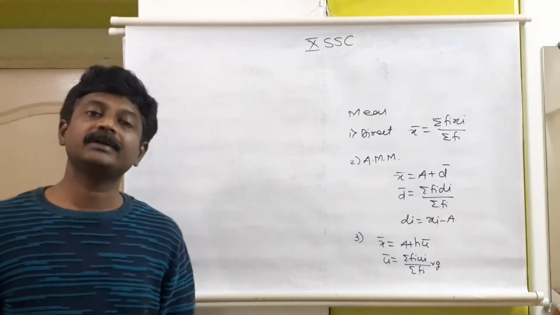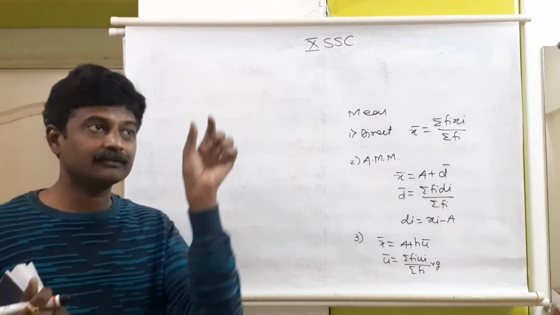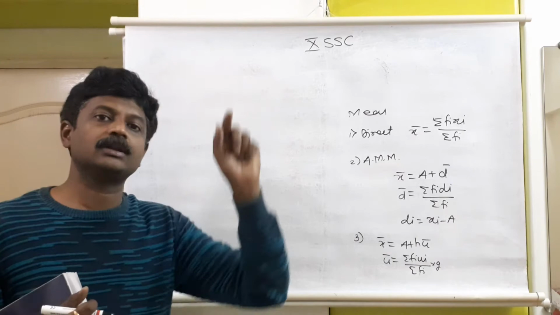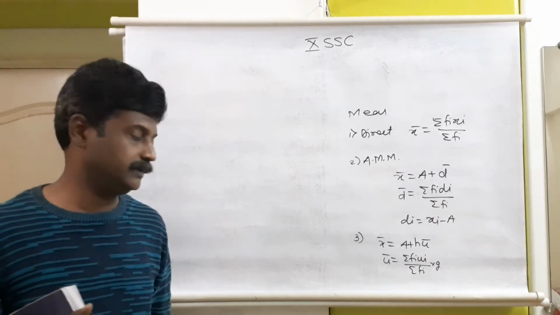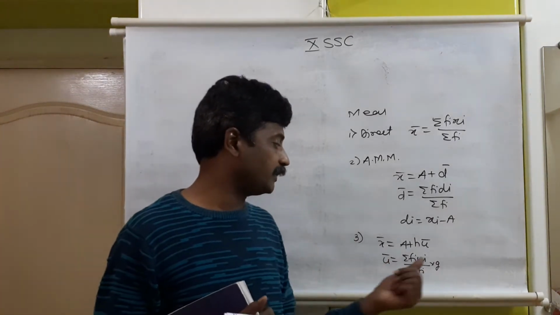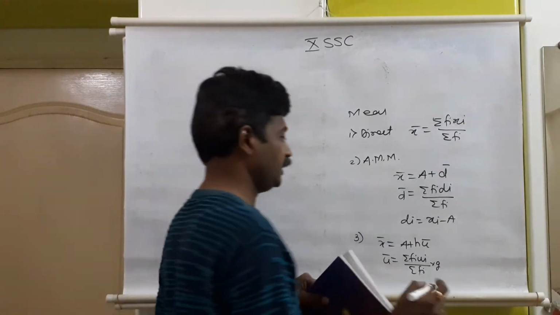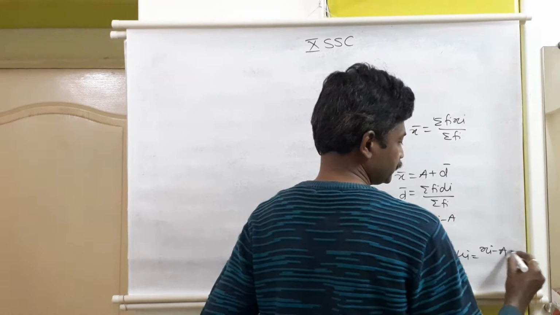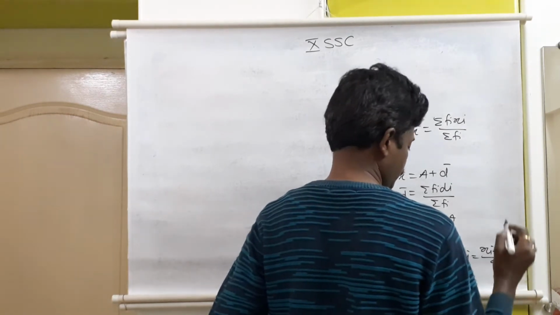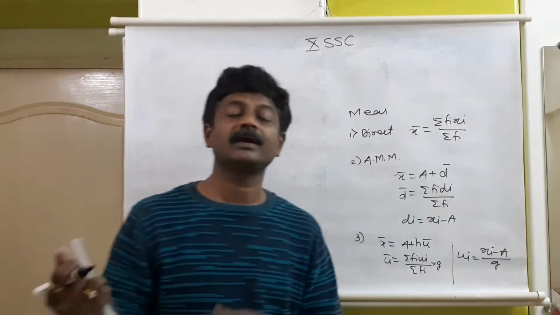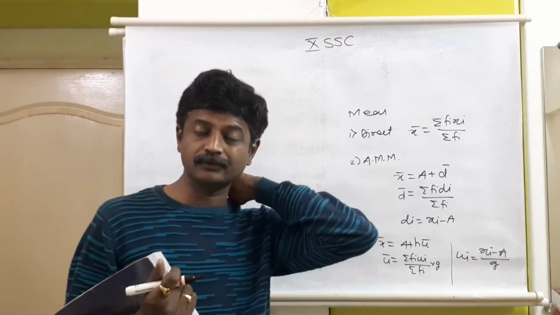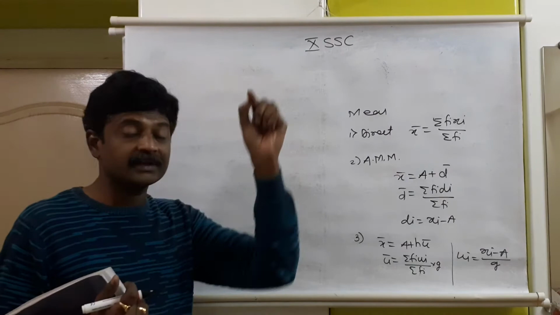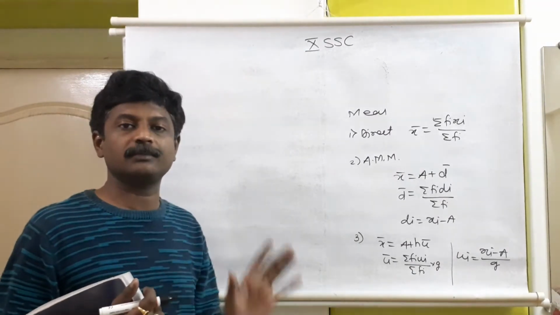greatest common divisor, GCD of the xi's. The greatest common divisor of the xi column will be the value of small g. Summation of fi ui upon summation of fi, where ui can be found as ui is equal to xi minus a upon g. Xi minus a, where the first xi is considered as the assumed mean a, is divided by g, the greatest common divisor of the xi column, the class marks.